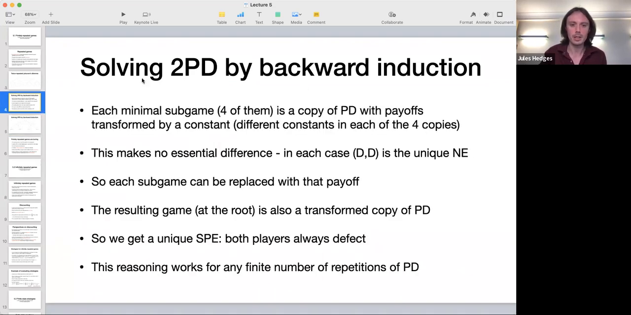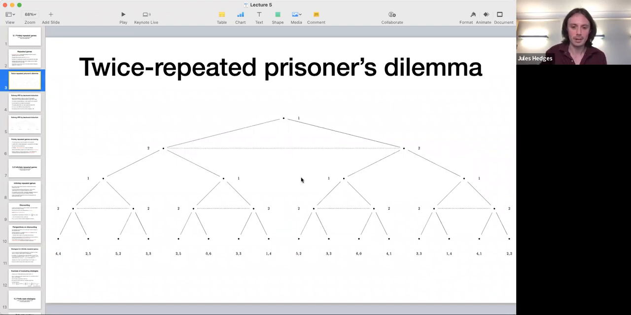So what that means is that we can completely solve this game by backward induction, and we conclude that this game has a unique subgame perfect equilibrium, which is both players always defect no matter what. In particular, even if something off equilibrium has happened in the first round, so in these three subgames, even then, the subgame perfect thing to do is to go back to defecting.